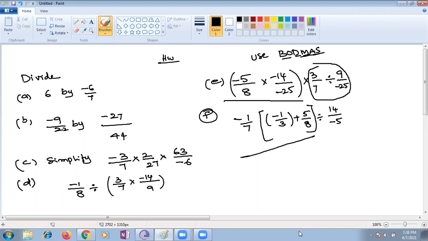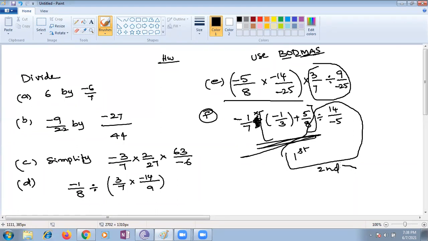First we should remove the brackets and add, and divide with 14 by minus 5. If the question is given like that, with minus 1 by 7 and no sign, you have to imagine this is multiplication. First thing you should do this. This is your first step. After doing that, whatever result you are getting, you are supposed to divide with this portion. This is the second step. With this part you have to multiply. This is the third step. Okay, ma'am, I understood.